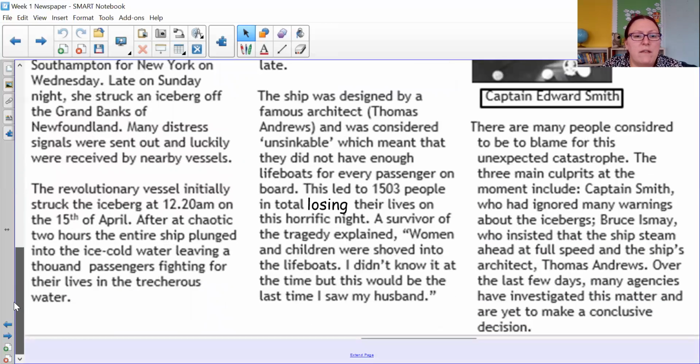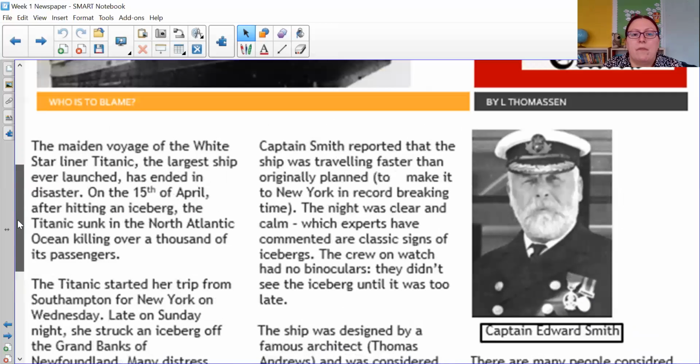The revolutionary vessel initially struck the iceberg at 12:20 a.m. on the 15th of April. After a chaotic 2 hours, the entire ship plunged into the ice-cold water, leaving 1,000 passengers fighting for their lives in the treacherous water. Captain Smith reported the ship was travelling faster than originally planned to make it to New York in record-breaking time. The night was clear and calm, which experts have commented are classic signs of icebergs. The crew on watch had no binoculars. They didn't see the iceberg until it was too late.